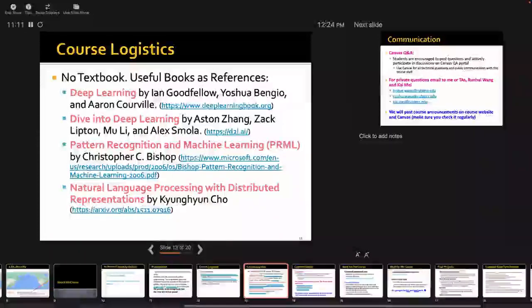And beyond deep learning, if you're interested, you can also take a look at the PRML book, which is one of my favorites. So this book talks more about the content that we are covering in Machine Learning 1. So most likely, you're going to find it very similar to Machine Learning 1 content, but it gives you a sense of what the world is like beyond deep learning. Okay, and there's another book, Natural Language Processing with Distributed Representation, that's also worth a read.